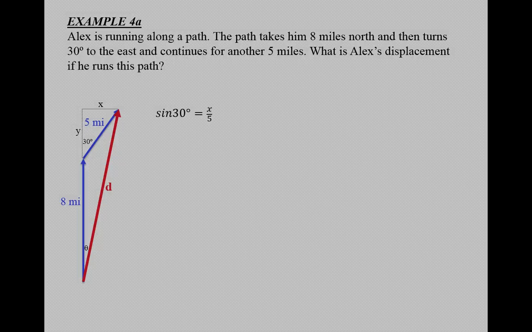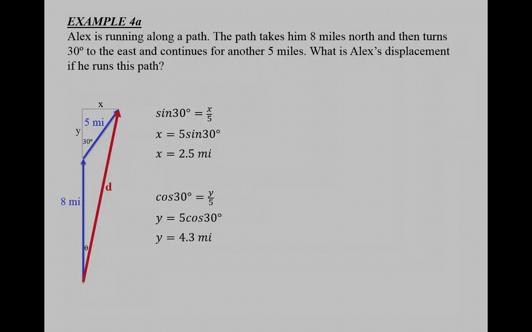So sine 30 equals x over 5. Therefore, the x component is 2.5 miles. Cosine 30 equals y over 5. Therefore, the y component is 4.3 miles. Now we know that it's 4.3 extra miles north and 2.5 miles to the east.